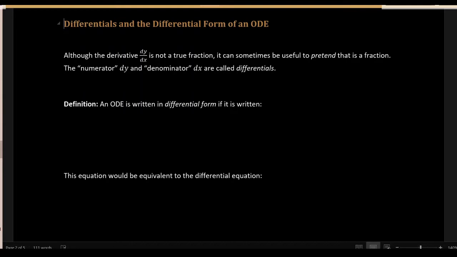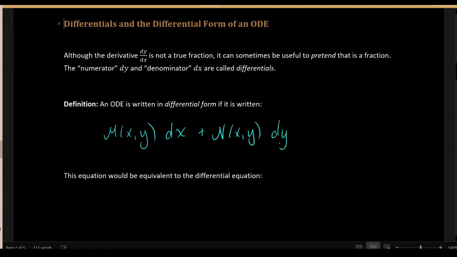So it is occasionally convenient to think of this quote-unquote fraction as having a numerator and a denominator. A numerator called dy and a denominator called dx. These quantities are called differentials. And we say that an ODE is written in differential form if it's written as some expression containing x's and y's multiplied by the differential dx plus some expression containing x's and y's multiplied by the differential dy equals 0.